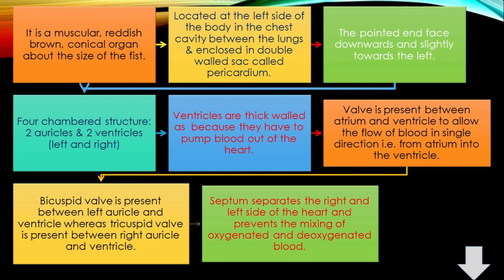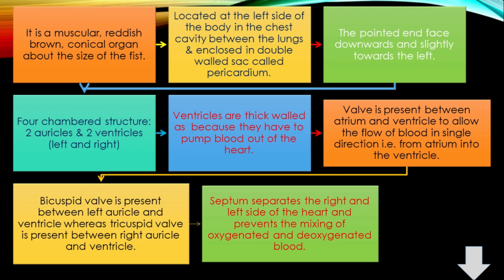It is located at the left side of the body in the chest cavity between the lungs and enclosed in a double-walled sac called pericardium. This pericardium is filled with the pericardial fluid which prevents the shock coming towards the heart. The pointed end faces downwards and is slightly towards the left. It is a four-chambered structure with two auricles and two ventricles.